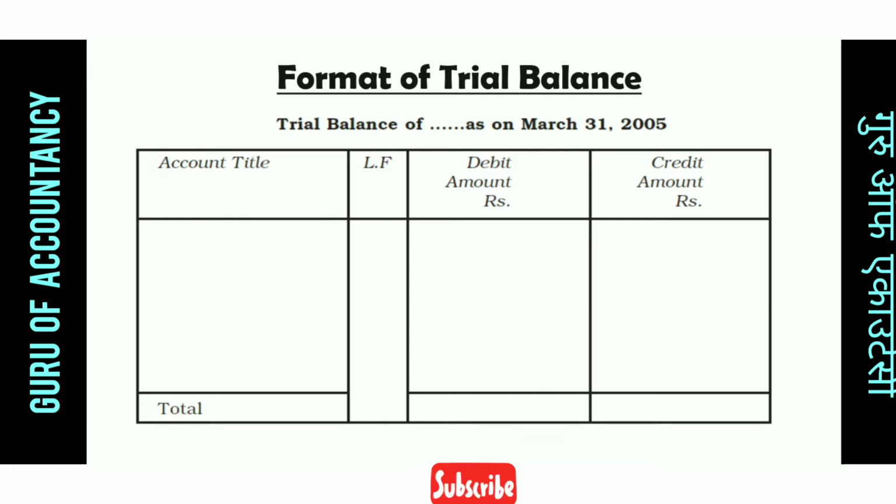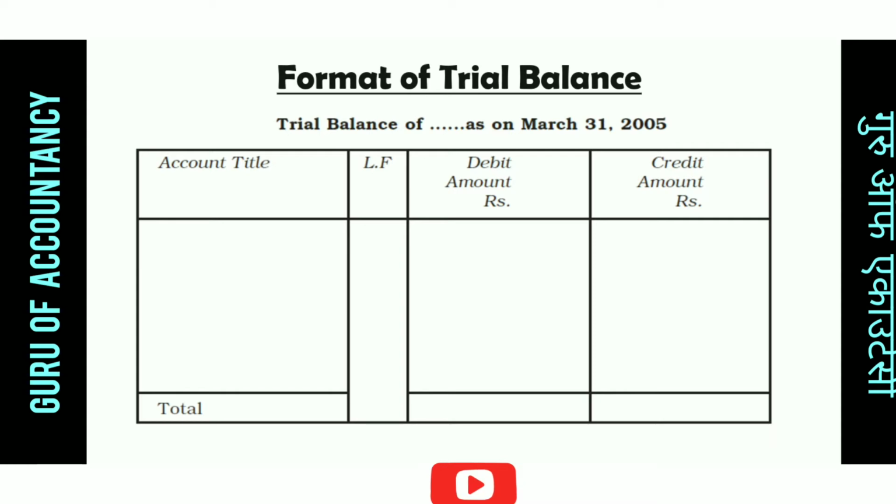Say for example, capital. Capital normally shows credit balance. So in account title you will write capital account and the amount will go in the credit column. Cash balance. Cash balance normally shows debit balance. So in account title you will write cash account and the amount you will write in the debit column. So balance you have to write in debit or credit column. If the particular account has debit balance, then that will go in the debit column. But if the particular account has credit balance, then it will go in credit column.